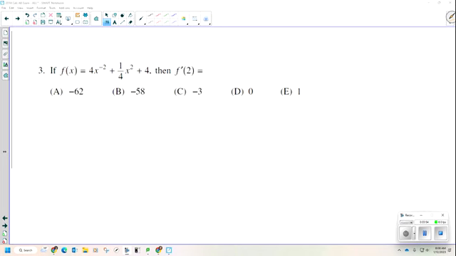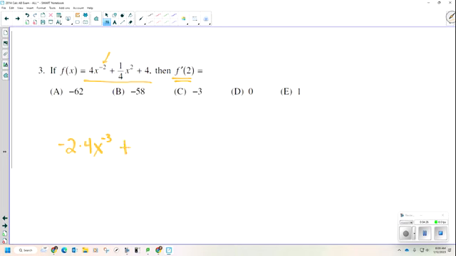Problem 3, if f of x is 4x raised to the negative 2 plus 1/4 x squared plus 4, then find f prime of 2. Again, simple derivative problem. Let's just go right down our line here and take the derivatives. Who cares if we have a negative exponent? I'm still going to bring that down and multiply it, and then subtract 1. Negative 2 minus 1 is negative 3. It is not negative 1. Don't go fast and make mistakes.